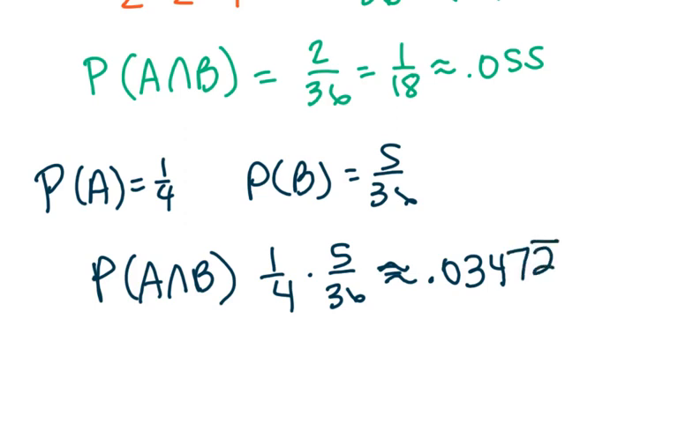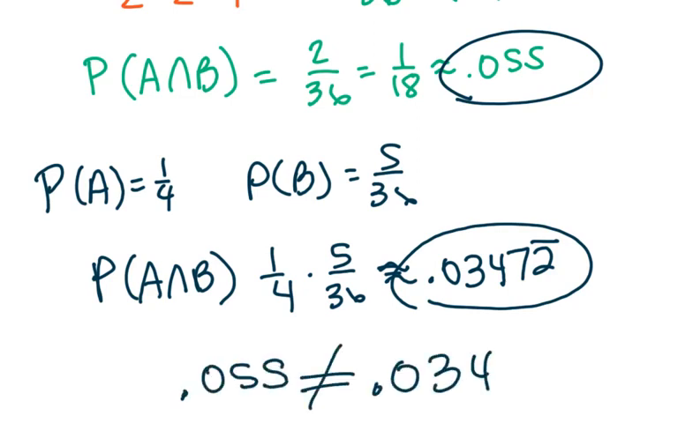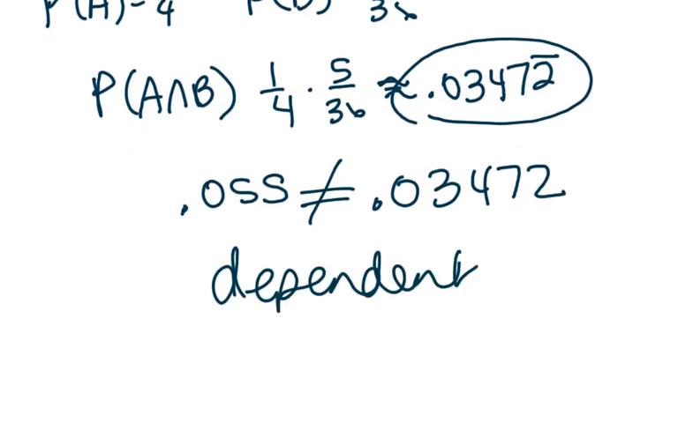And so if you look at the probability of A and then the probability of A and B, they're not close to being together or the same. And so we're going to say that they're not equal. And so because of that, these are dependent, and that's how we can tell.